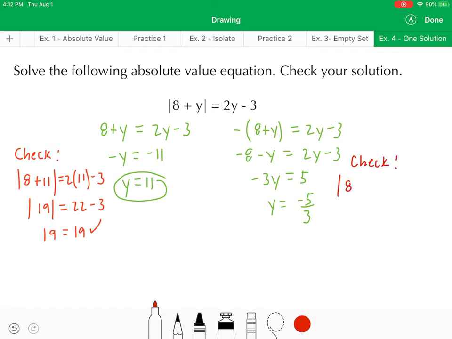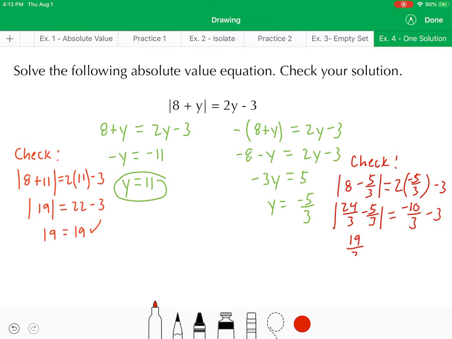All right, so absolute value of 8 minus 5/3 equals 2 times negative 5/3 minus 3. So I'm going to need a common denominator here. 24/3 minus 5/3 equals negative 10/3 minus 3. That's 19/3, the absolute value of which is supposed to equal negative 10/3 minus 9/3. So the absolute value of 19/3 is 19/3. Does that equal negative 19/3? No, it does not. So this second solution can be thrown out, leaving us only with one answer of 11.